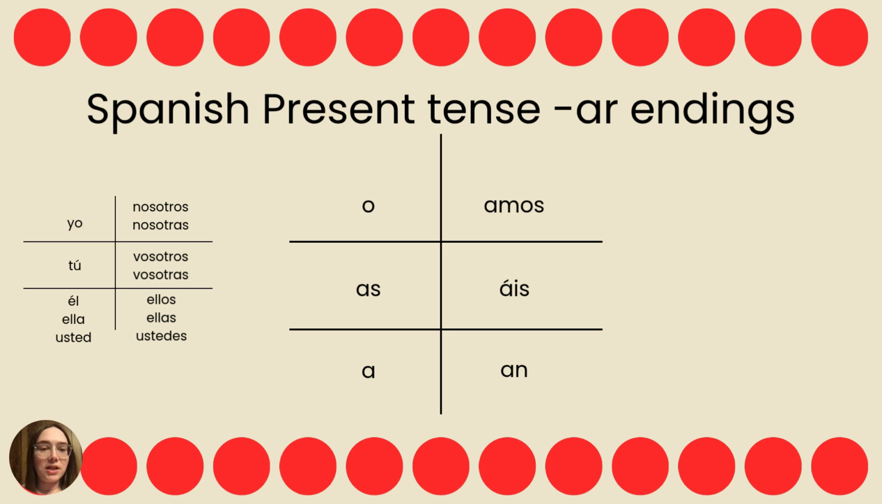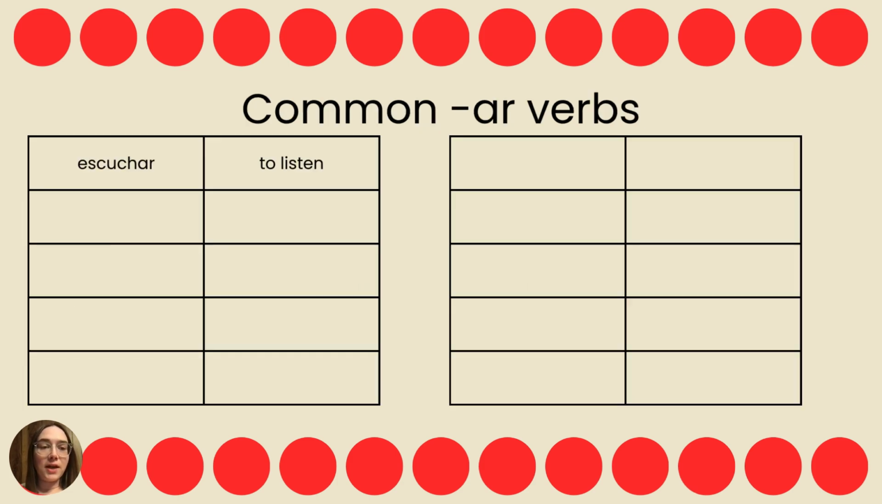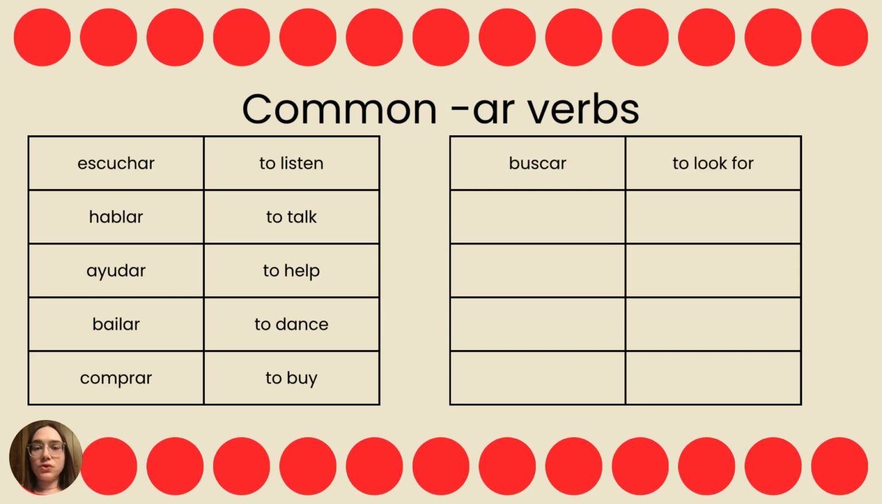Now, what do these mean? That's why we had to watch that How to Conjugate a Verb video. We take these endings and we put them onto stems of the verb. So here are some common AR verbs in Spanish. Escuchar means to listen. Hablar means to talk. Ayudar means to help. Bailar means to dance. Comprar means to buy. Buscar means to look for.